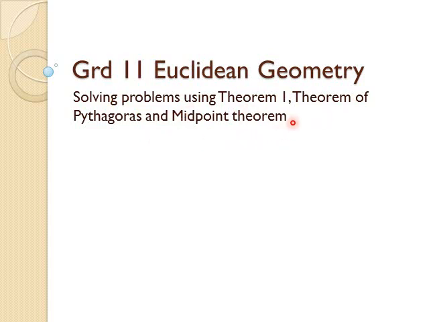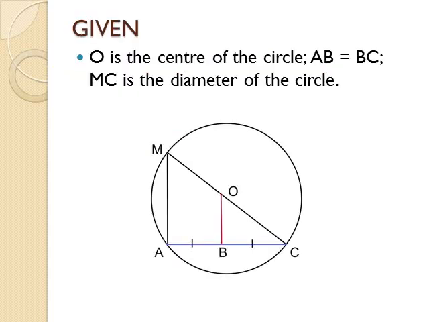Third way, you can test theorem 1. What theorem of Pythagoras is bringing in your grade 10 midpoint theorem. So I hope you still remember your midpoint theorem. So O is the center of the circle, AB equals BC, and they say MC is the diameter of the circle. So that is what's given to us.